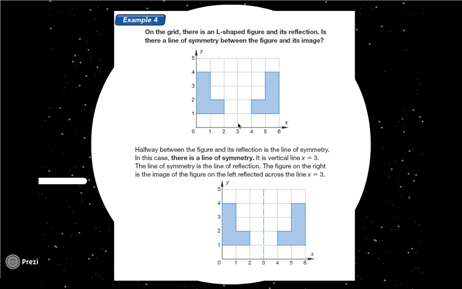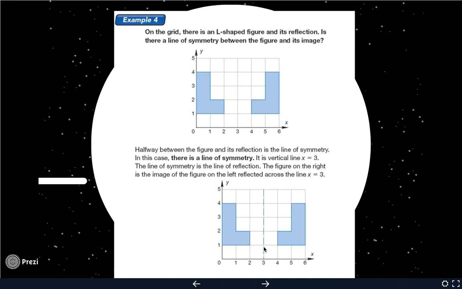So this line of symmetry is a line of reflection, right? If we put a reflective surface right here, this would show up like this in the mirror. And so there is a line of symmetry with these figures, and it's right here in the middle.